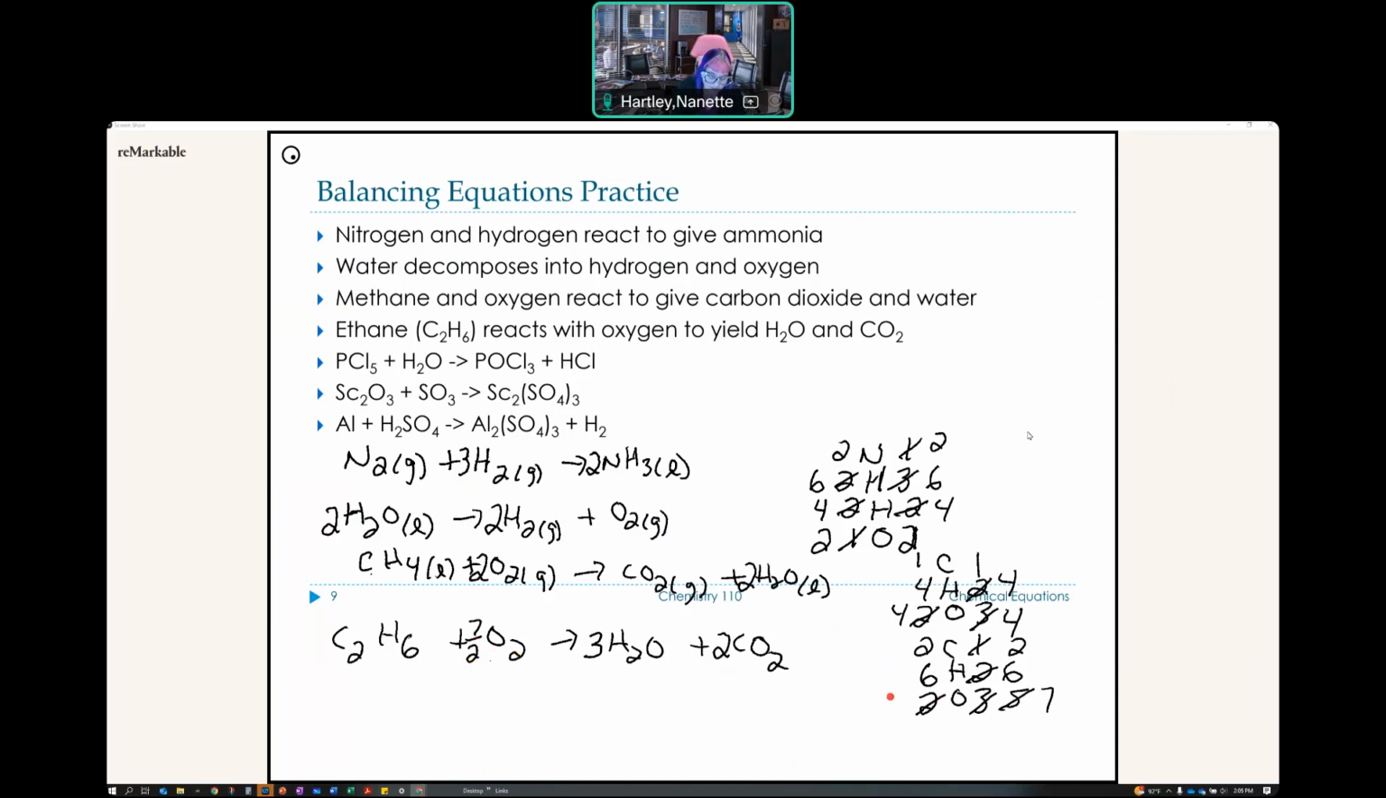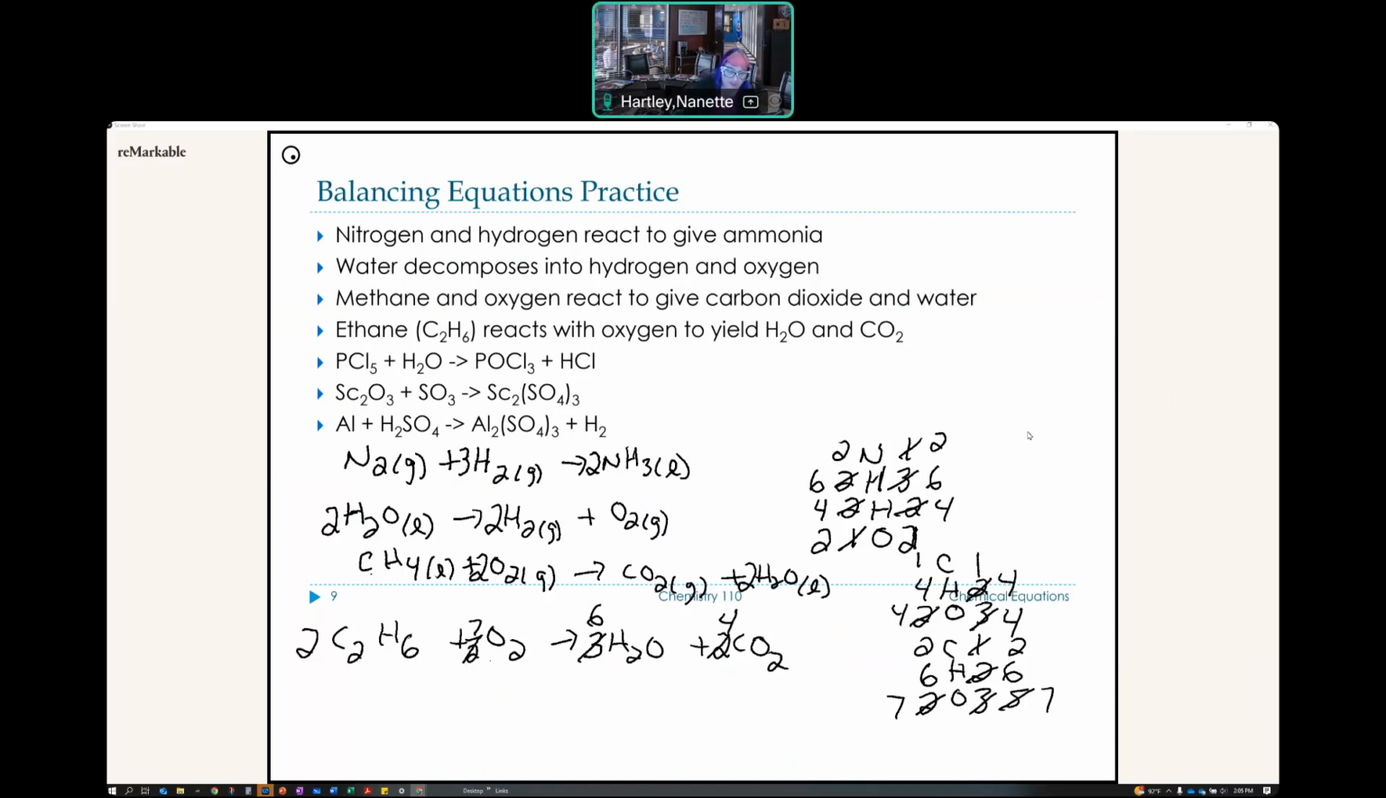So that would give me 7. And that is okay. Now the other thing I could do is turn this into a 2, this into a 7, this into a 6, and this into a 4. So multiply everything by 2, and then that is balanced as well. So that is okay as well. It's entirely up to you which of those 2 scenarios you take. Okay?